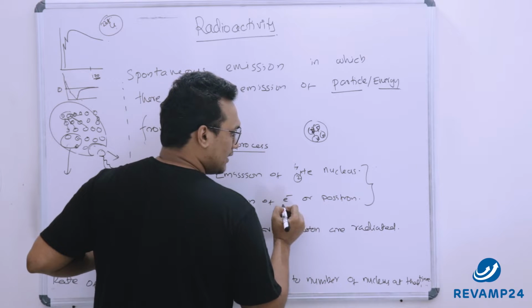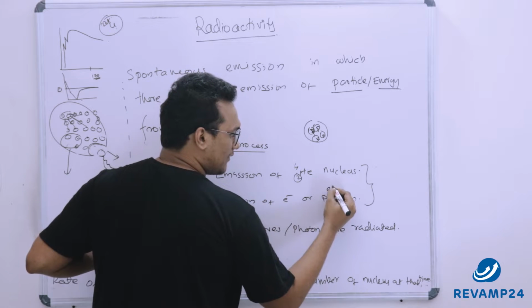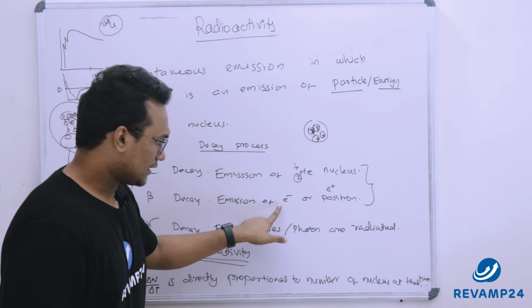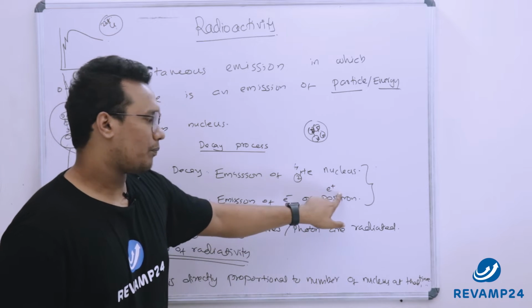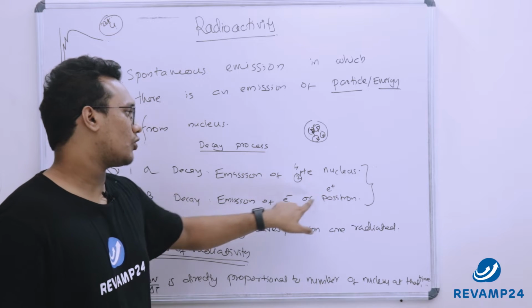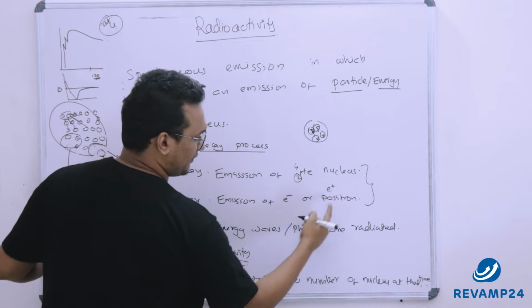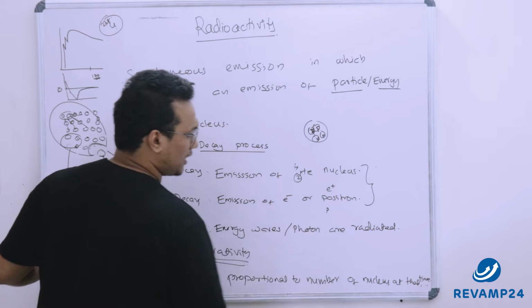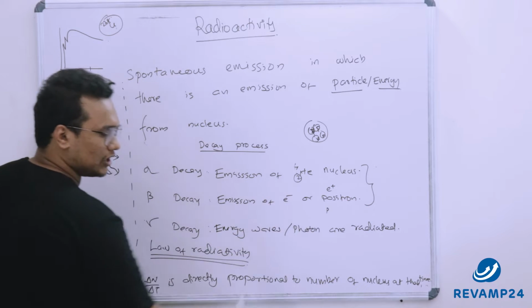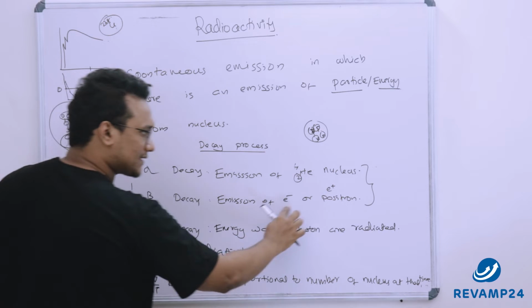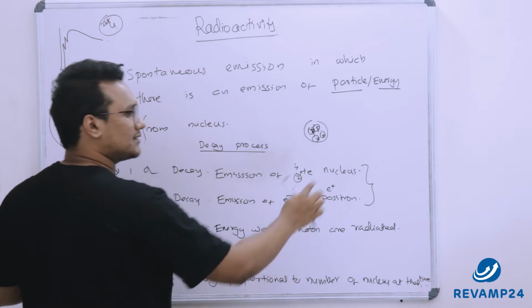A positron is nothing but a particle having a charge opposite to the charge of an electron. Electron has negative charge; opposite to that we have positive charge, and equal in mass to the mass of an electron. If I am saying proton, the charge is exactly opposite, but the mass is heavier. But in the case of a positron, mass is the same, and the charge has the same magnitude, just opposite in sign.